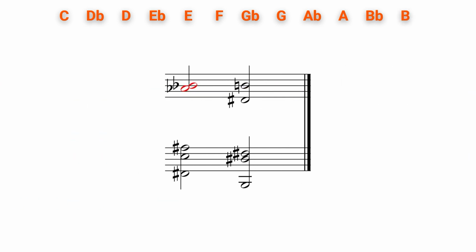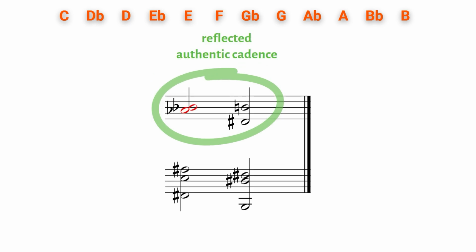Finally, let's wrap things up by resolving to the B root. We've traveled through all 12 tones, and if you're already familiar with interval theory, you might see that this movement reflects the authentic cadence. Let's listen one last time.